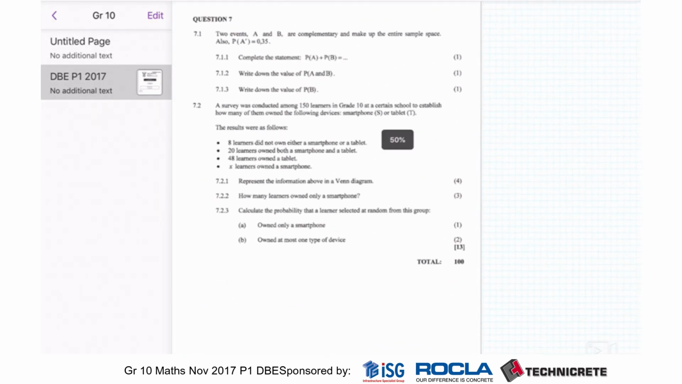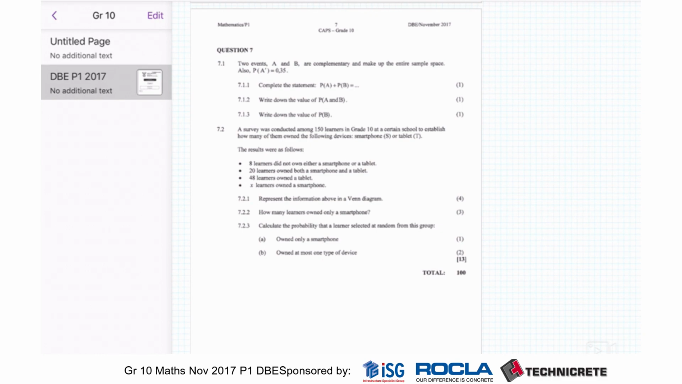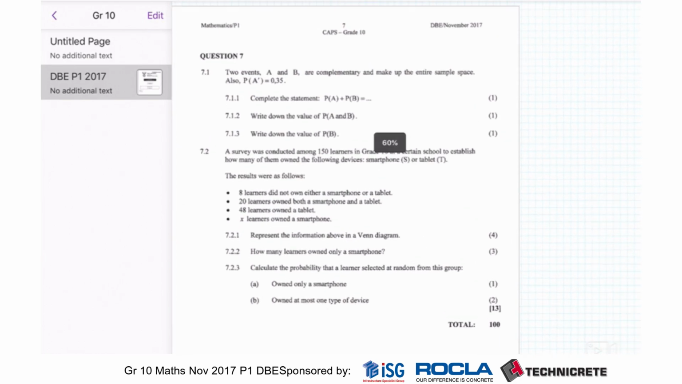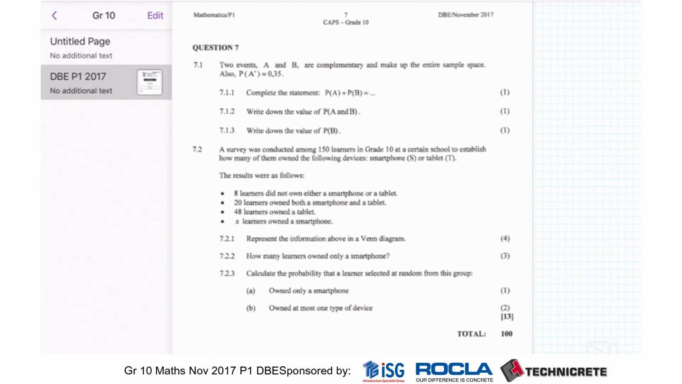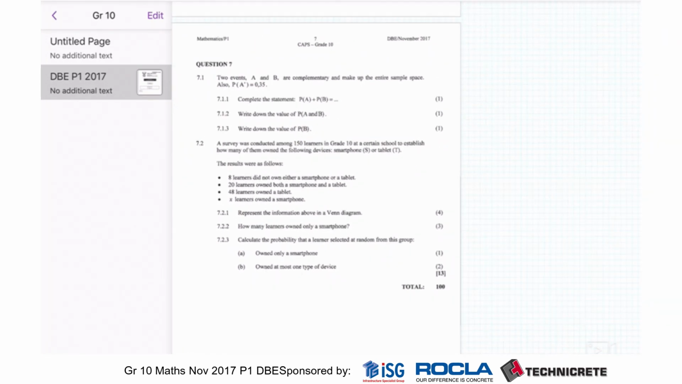Last question for the paper, probability. Okay, two events, A and B, are complementary and make up the entire sample space. We've also got an event which is not A, 0.35. Complete the statement: probability of A plus probability of B. Okay, so 7.1.1, probability of A plus probability of B, this is testing your knowledge of the laws, is equal to 1.